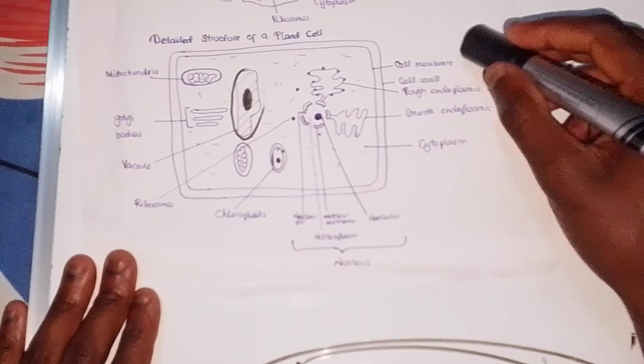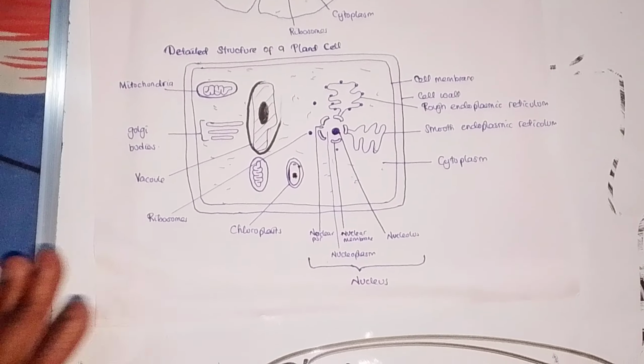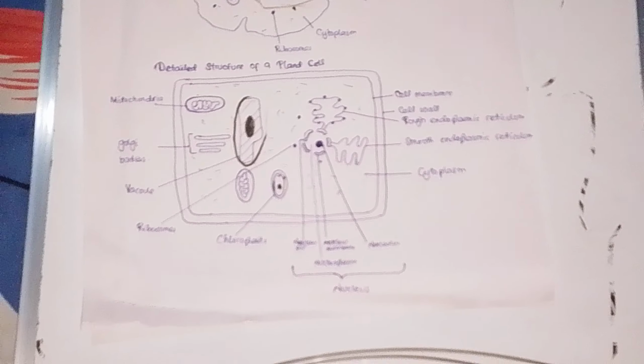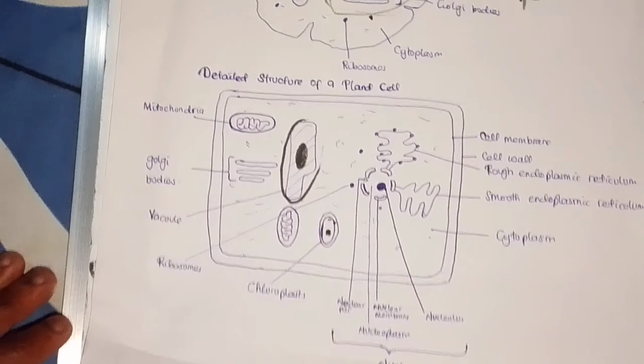And then the cell membrane is to select what substances should enter the cell and what substances should go out of the cell. So this is the topic for today.